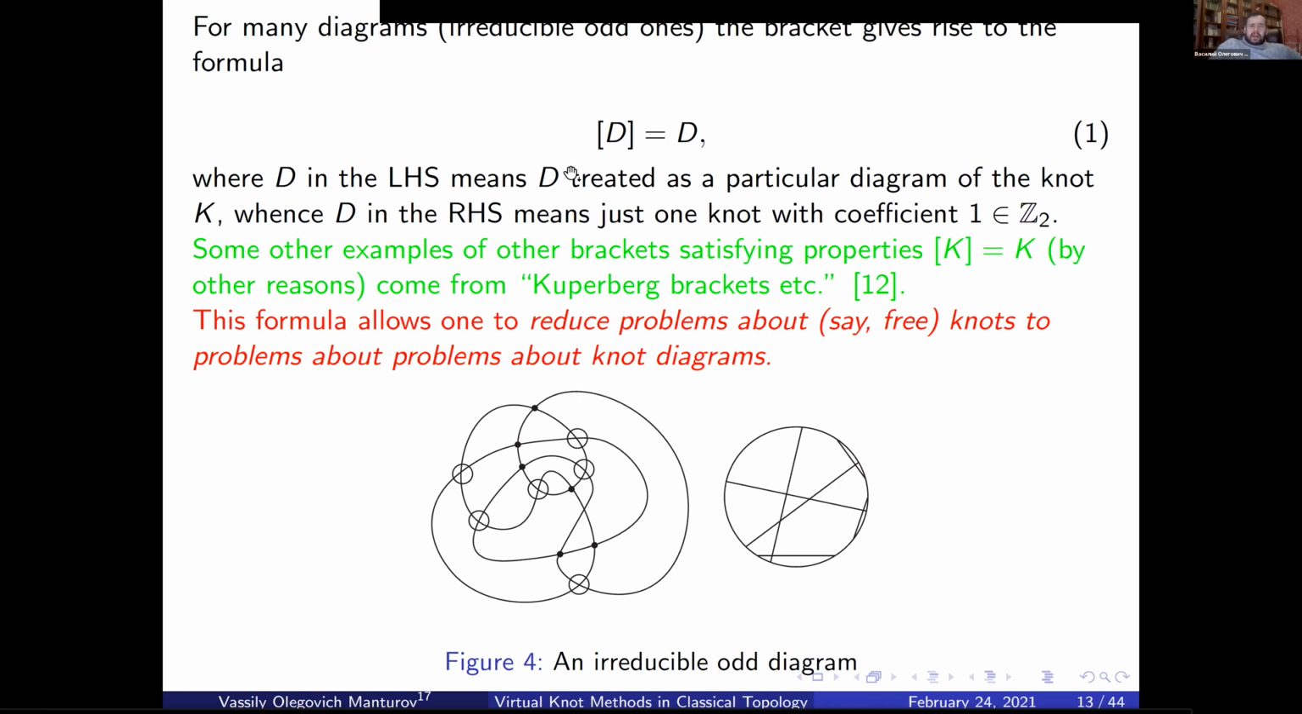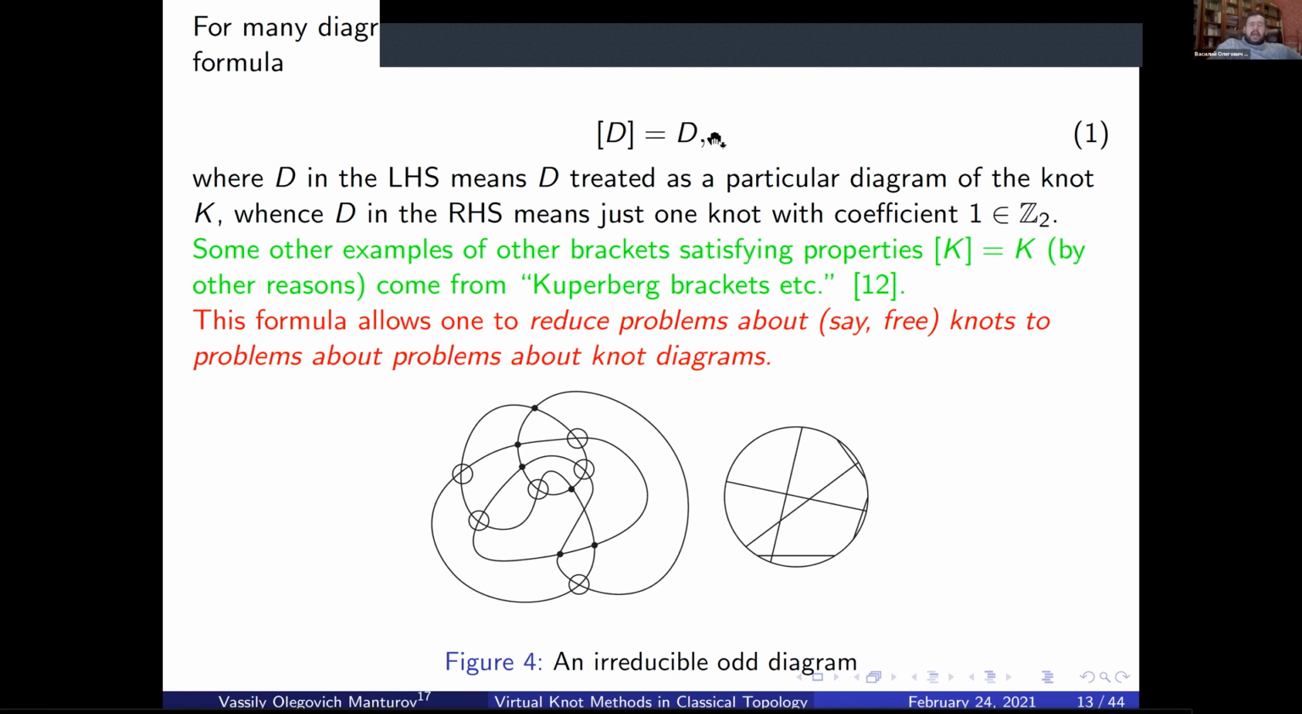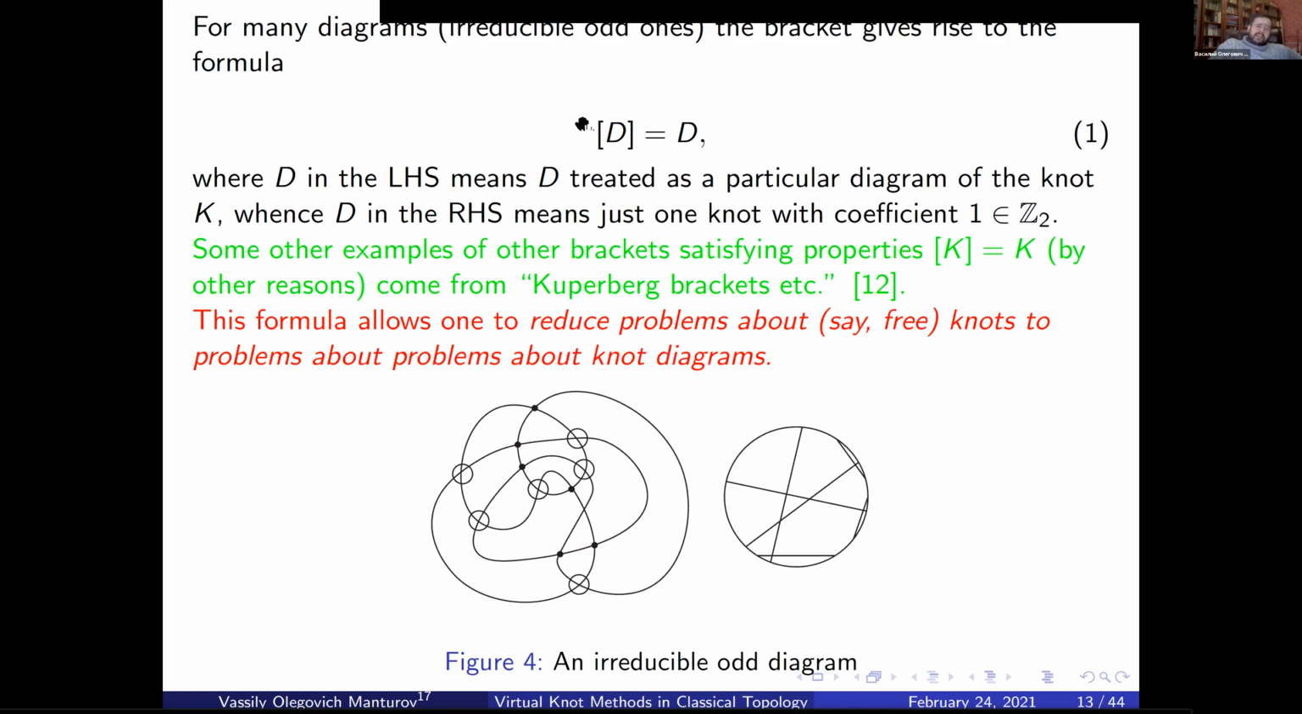And this formula I like very much: the bracket of D equals D. We have D on the left-hand side, meaning a knot diagram as just one of many diagrams of the knot. And D on the right-hand side means a concrete graph, maybe up to Reidemeister 2 move, but this is not a great deal. So D on the left-hand side means an object up to many different moves, and D on the right-hand side means a very concrete object. Since we have an invariant of our knot, if we have some D prime equivalent to D, then the bracket of D prime will be equal to D. And this means that D prime will contain D inside.